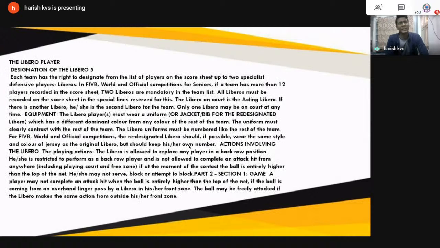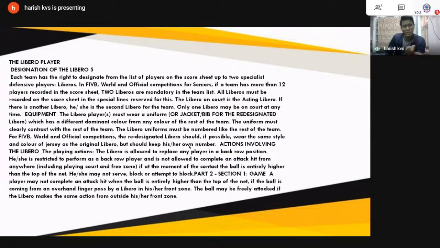So let us get into the technical aspects of a libero. As we have seen at the start of the match, one team needs to register a libero from their team composition. Once a libero is designated and nominated by a team, he shall not be made a captain. There are some technical aspects related to the libero. Let us see what they are.